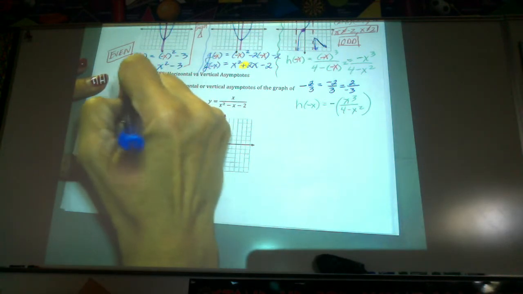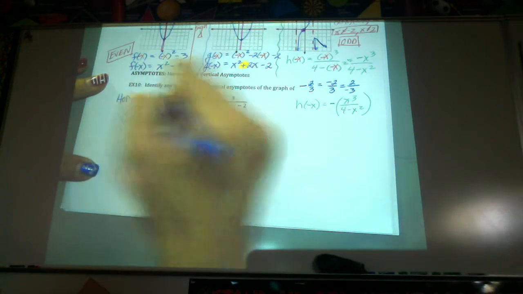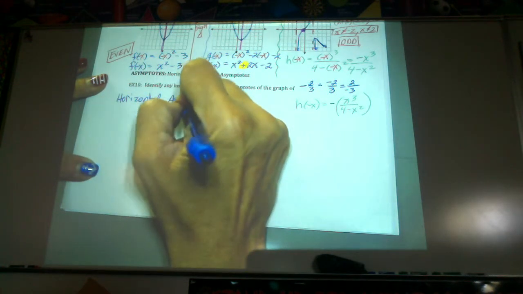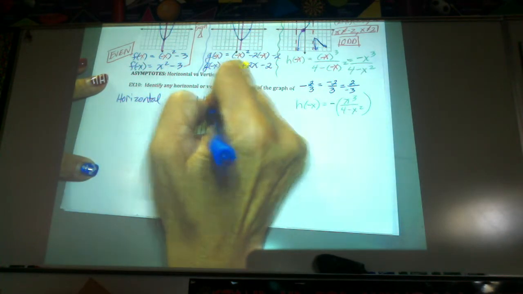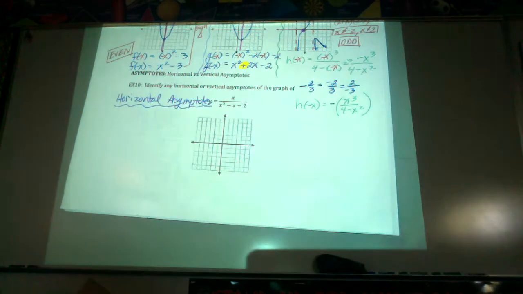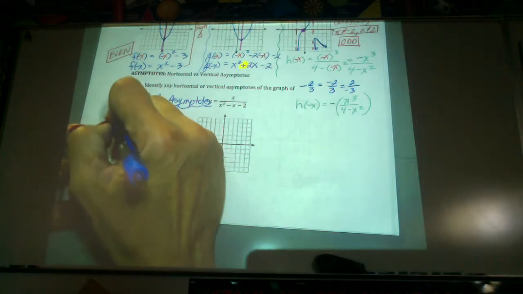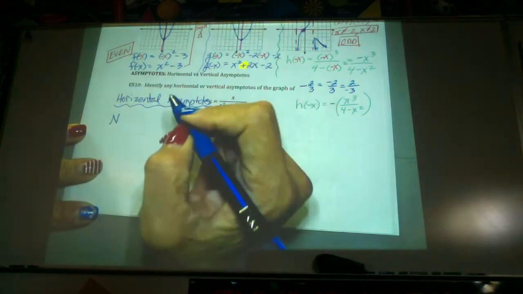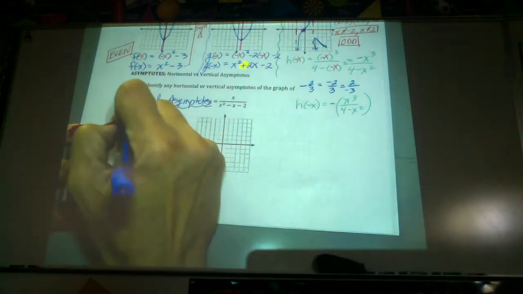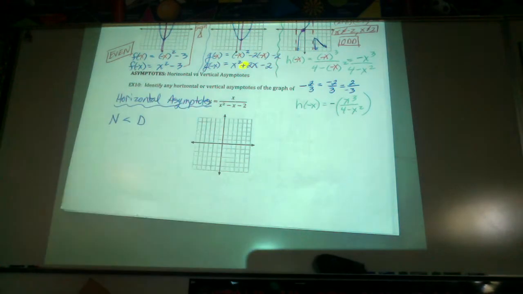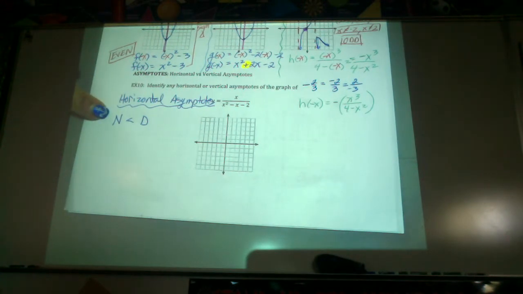For horizontal asymptotes, make sure you learn how to spell the word asymptotes. It's got a P and 2 T's in there. We look at the degree of the numerator and compare it to the degree of the denominator. So there's only 3 possibilities. The degree of the numerator can be less than the degree of the denominator. That's one possibility. So you might want to put here that I'm referring to the degree of the numerator.